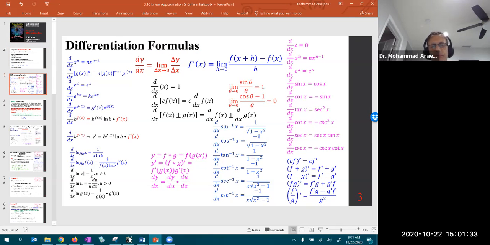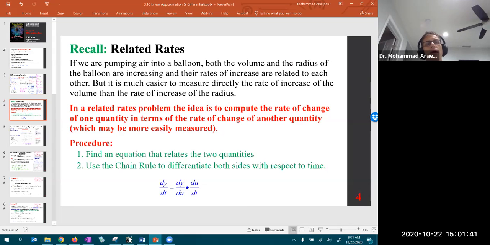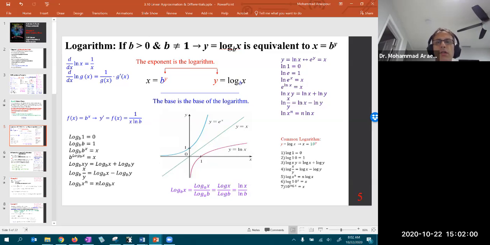There are differentiation formulas that we should be comfortable with. The idea of related rates, recall that you have an equation that relates the two quantities, then you differentiate implicitly, and with respect to the chain rule, dy/dt becomes dy/du times du/dt. Logarithmic properties are here. You want to be able to come up with the logarithmic properties in general for natural log as well as common log.